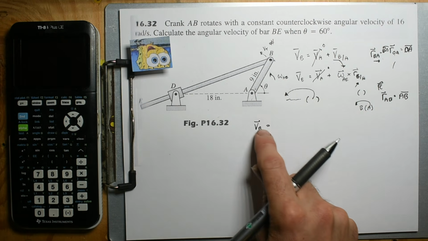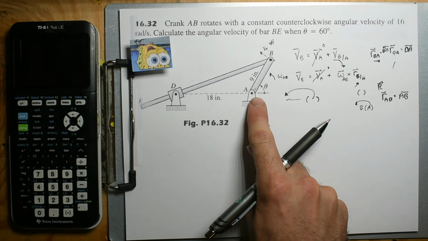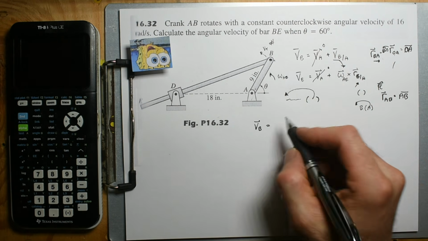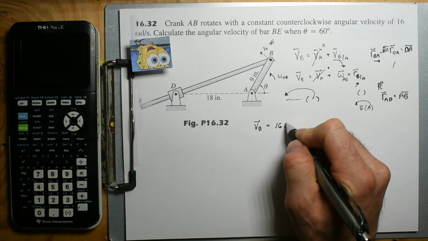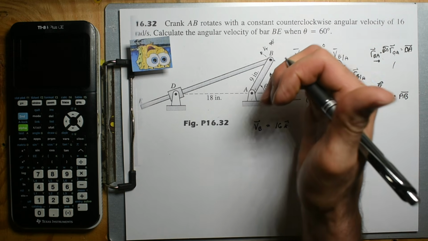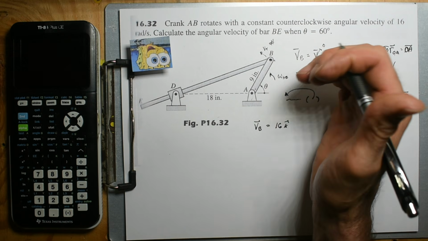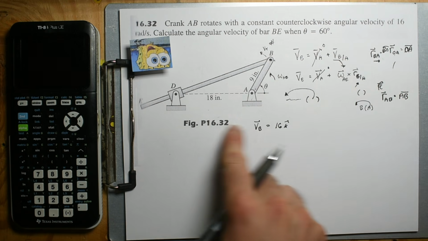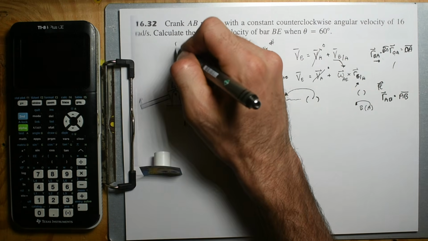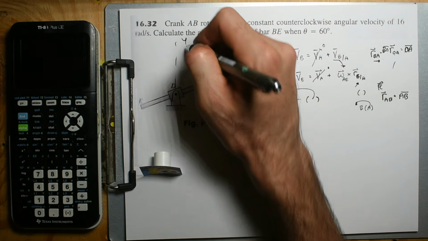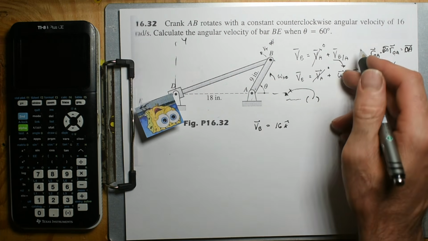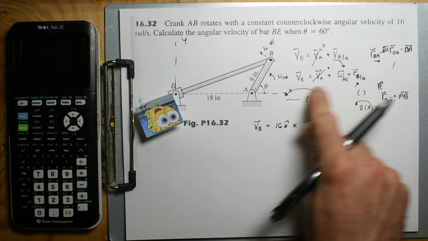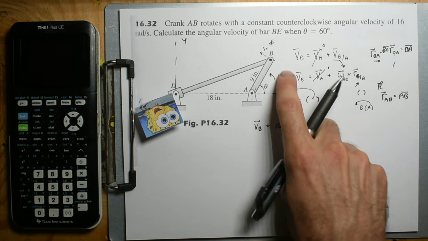Well, let's do that. So we have omega AB is 16 radians per second. So it's 16 k hat because of the right-hand rule: thumb is up, that's going to be the positive k direction. And we have planar motion, this is the xy coordinate. And then we're going to cross it with the distance from A to B.